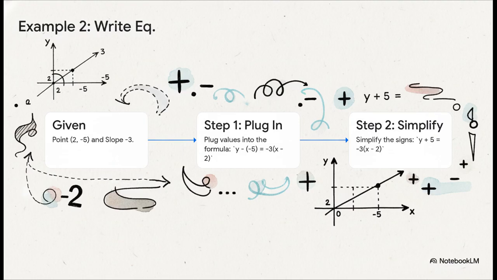And right there, that's the perfect example of our sign rule. y minus -5 becomes y plus 5. So the clean final equation is y + 5 = -3x - 2.